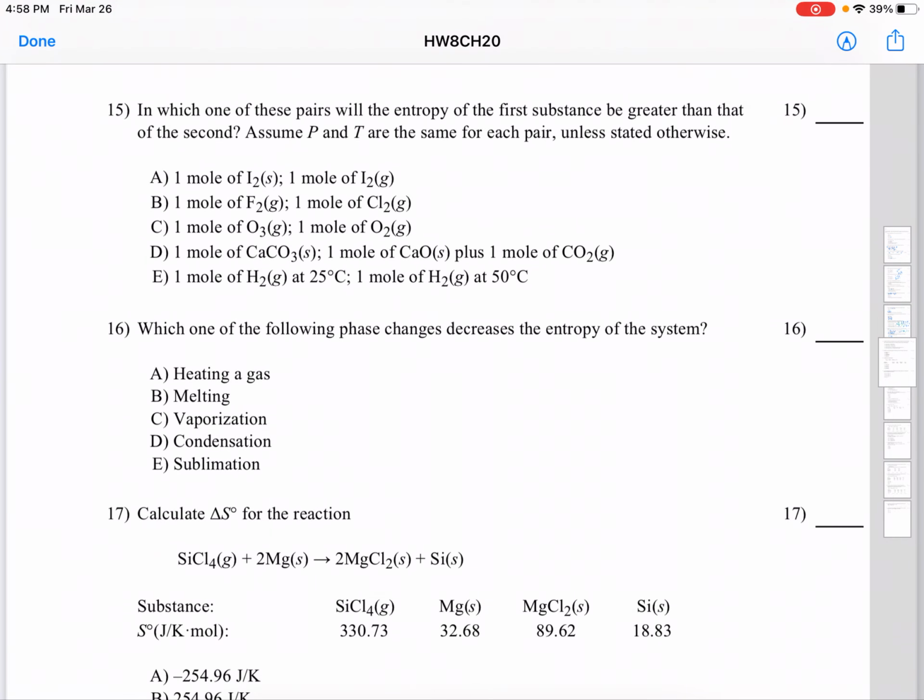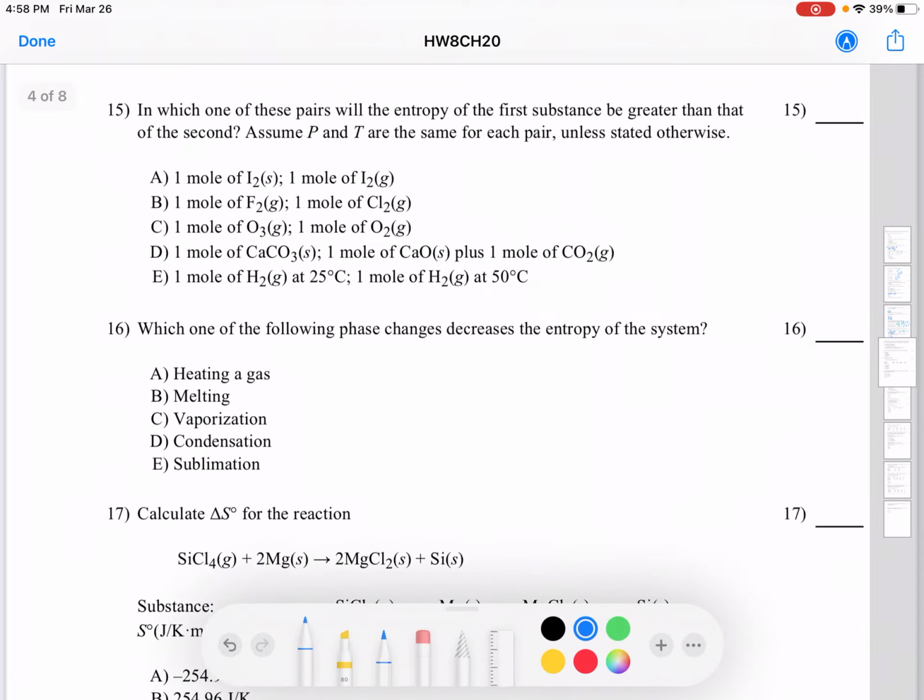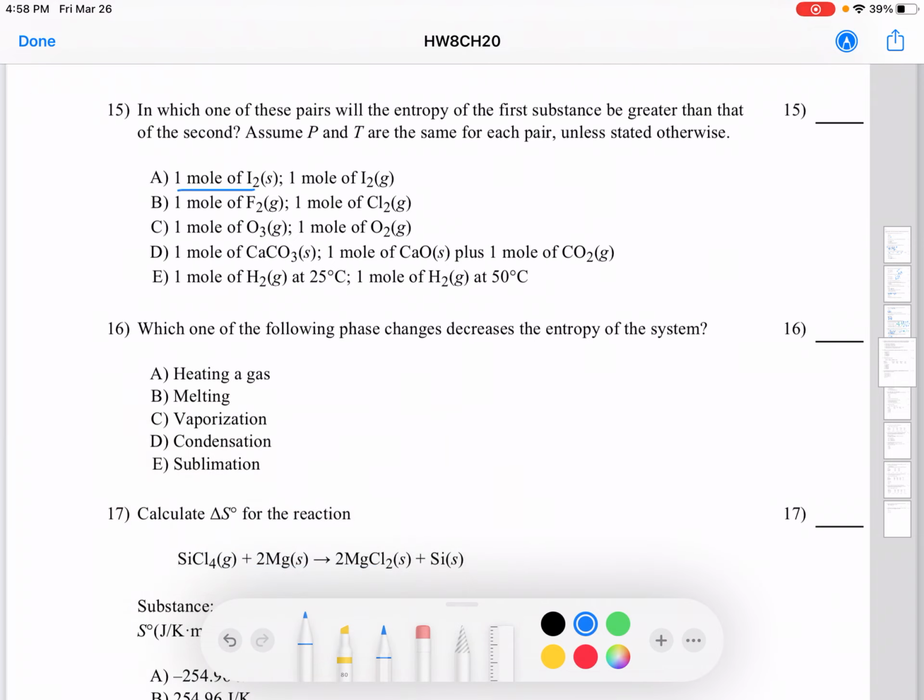15, in which one of these pairs will the entropy of the first substance be greater than that of the second? These questions, you guys can also do these ones, right? 1 mole of iodine solid, 1 mole of iodine gas. Gas has more entropy compared to solid, so that's not correct. 1 mole of fluorine, 1 mole of chlorine. Fluorine molar mass, I think it's 19 something, whereas chlorine is 35.45. So chlorine has higher entropy.